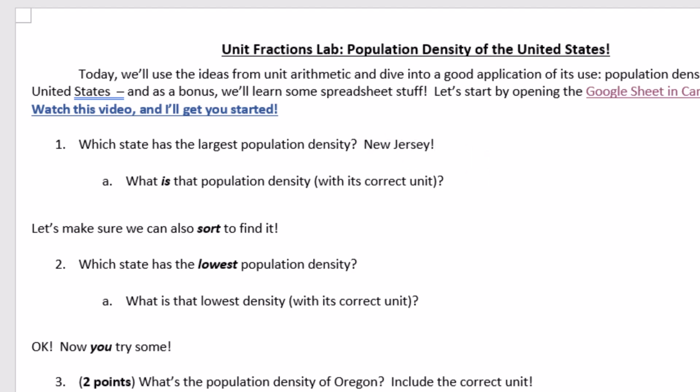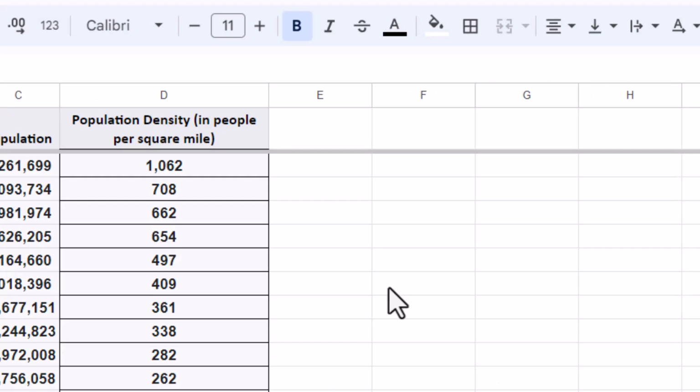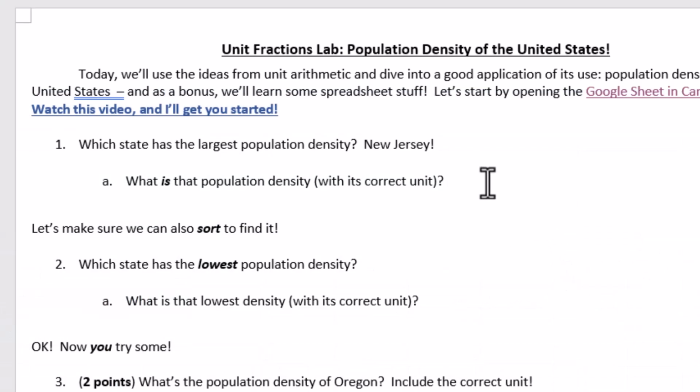And what is its population density? I forget that number exactly. 1,062 people per square mile. Eventually, I'm going to have you convert how many square feet does each person get and things like that, but that's the next lesson. We'll get into that. Okay.